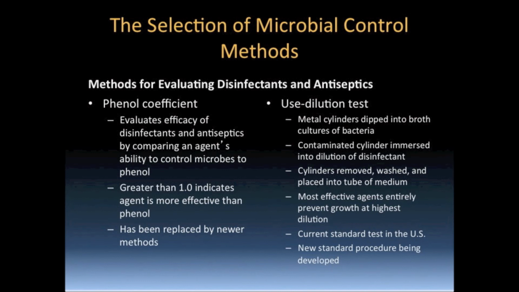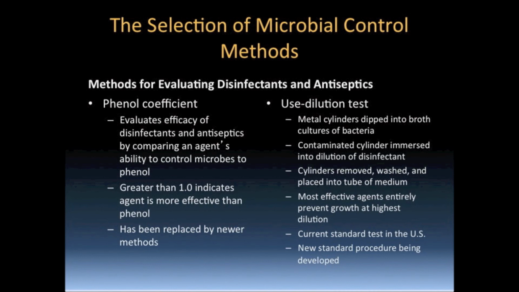Currently, the United States has been utilizing a method known as the use dilution test. This test assesses the efficacy under standardized conditions using a specific set of bacteria. Metal cylinders are exposed to broth cultures containing the bacteria. The metal cylinders are then exposed to different dilutions of a particular disinfectant for 10 minutes. Following exposure to the disinfectant, the cylinders are rinsed with water to remove the antimicrobial chemical, and then the cylinders are placed in fresh media to monitor for growth.